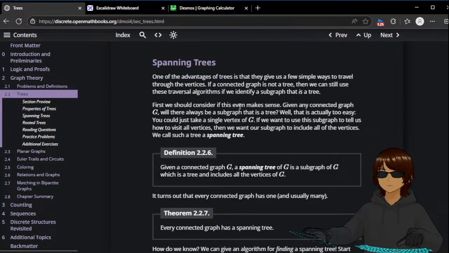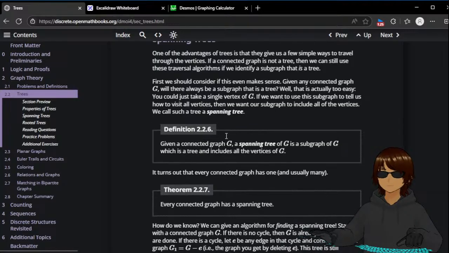Given any connected graph G, will there always be a subgraph that is a tree? Well, that is actually too easy. You could just take a single vertex of G. If we want to use the subgraph to tell us how to visit all vertices, then we want our subgraph to include all of the vertices. We call such a tree a spanning tree.